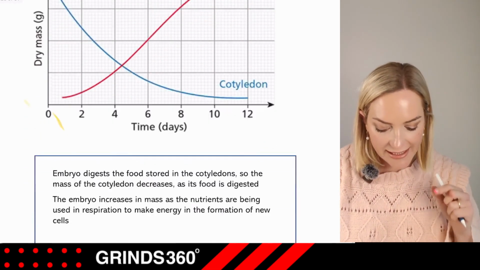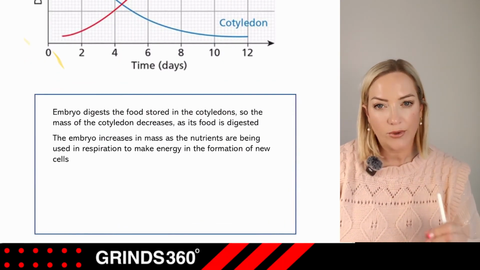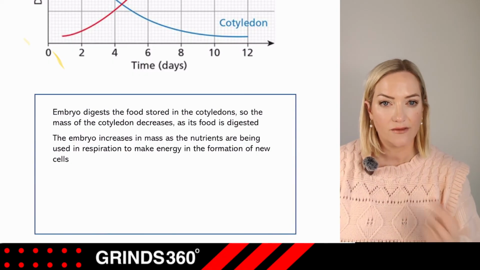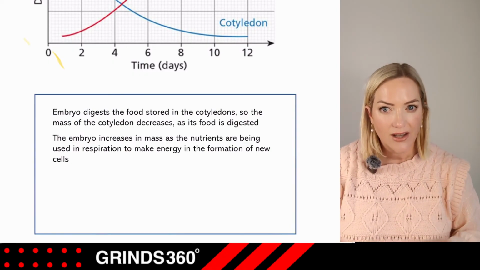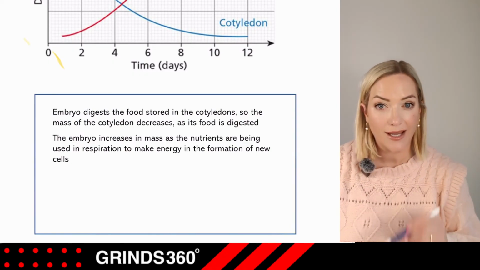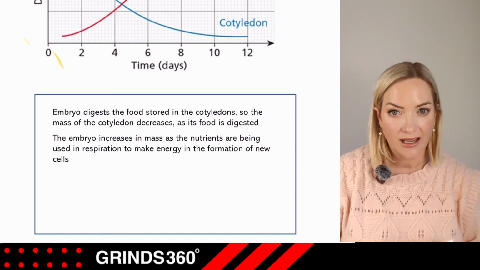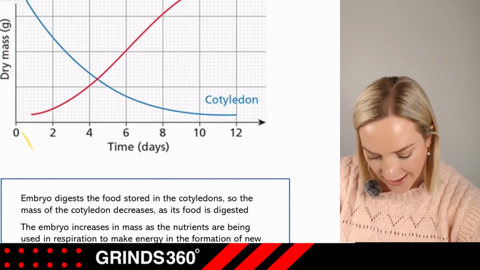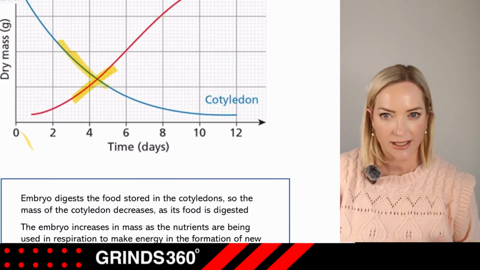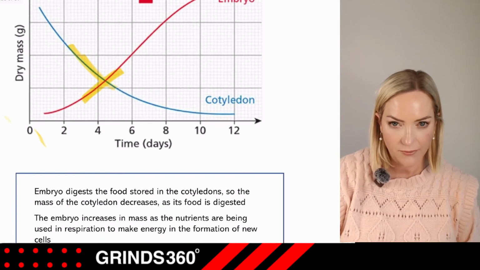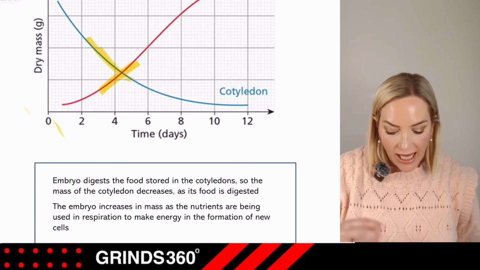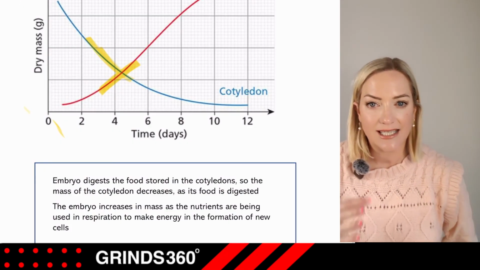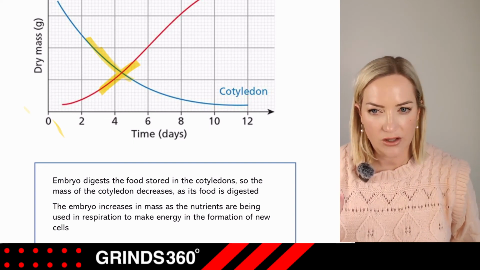So what is happening here? Your embryo is now digesting the food stored within the cotyledon. It's using the food stored within the cotyledon. So the mass of now your cotyledon, that's why the mass is decreasing as its food is digested. So what we're explaining here is this part here and this part here, this crossover. We can still see that our embryo mass is increasing as it's using up all those nutrients.